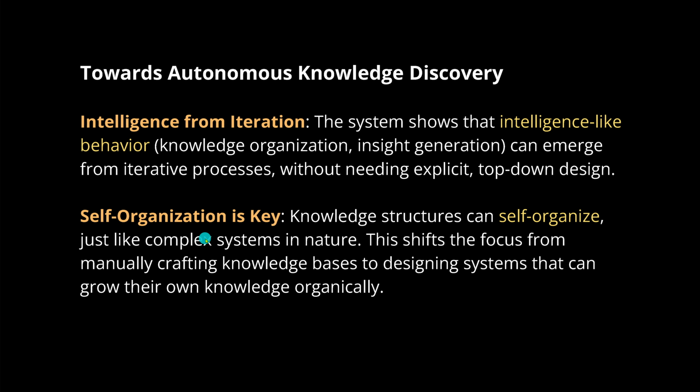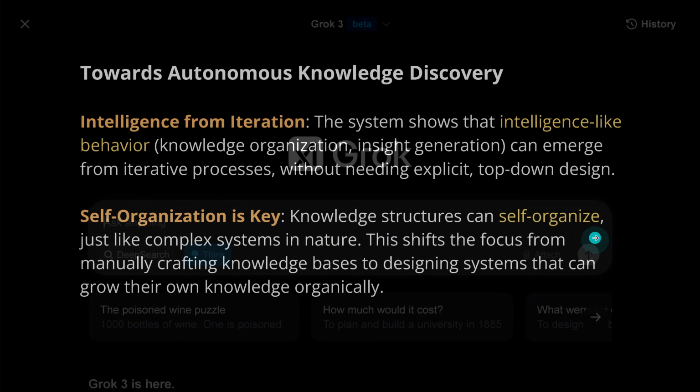Self-organization is key. So our knowledge structure can self-organize just like any complex system in nature. Think about ants. So this shifts the focus from manually crafting the knowledge base to designing systems that can grow their own knowledge base organically. Again, why should we as humans code the knowledge graph? We just give it the nucleus and a main idea of how to organically grow its own knowledge. This is what we are looking for now.